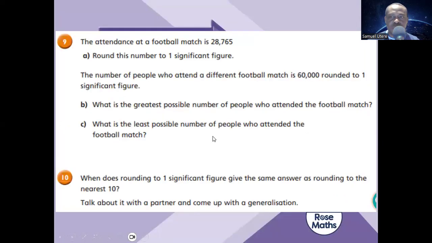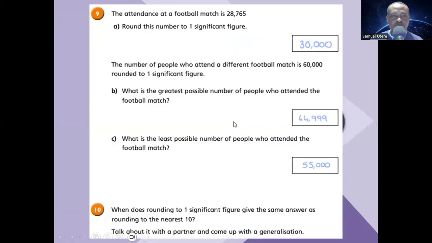By now, you know how to round to one significant figure. Great achievement. Well done. Here is question 9. Pause the video and answer questions 9 and 10 in 3 minutes. Assuming you've worked really hard at this, you've answered the questions, here are the answers. And you can see why, because of how we could round the numbers.